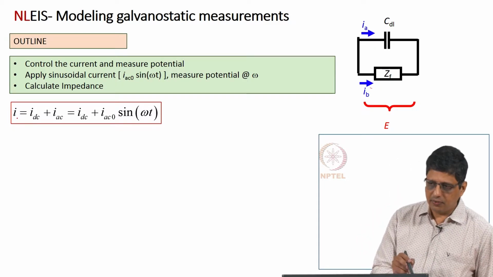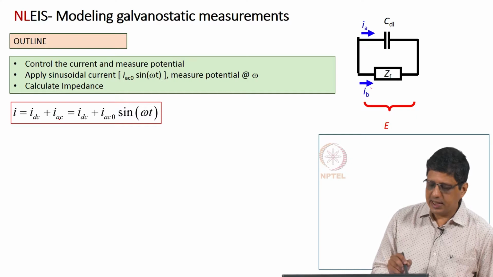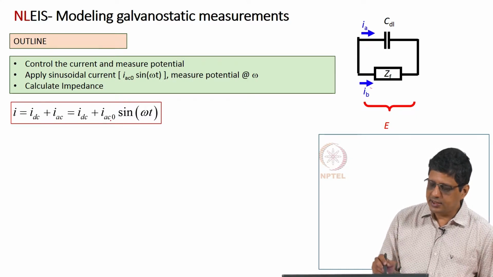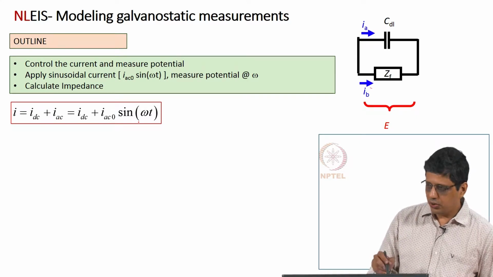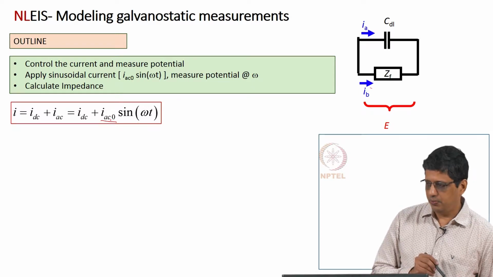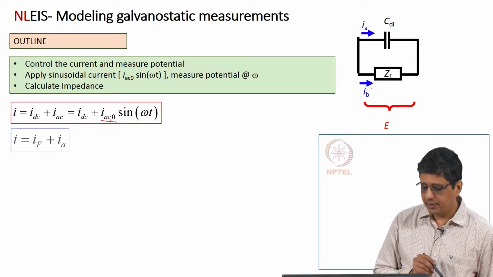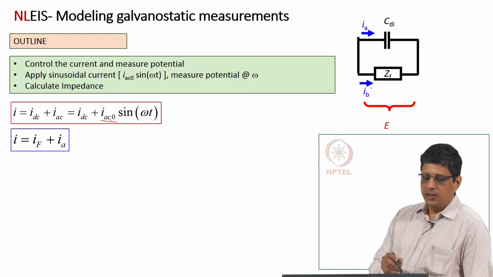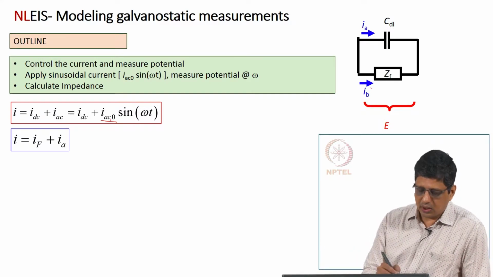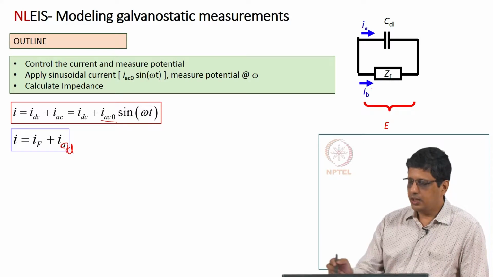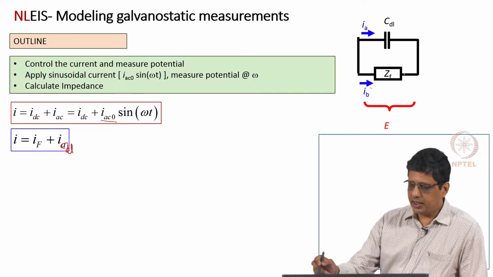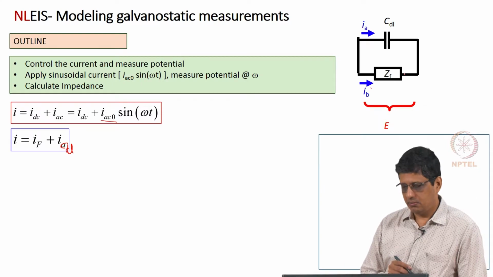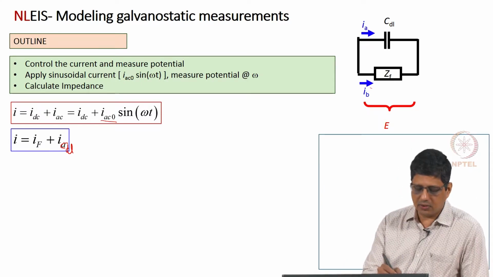So, the current that we control is IDC plus IAC, where IAC is IAC0 sin omega t. In this notation, this is something we control, an independent variable. We can also say the total current can be visualized as Faraday current plus double layer current. IA here is the current through the double layer.